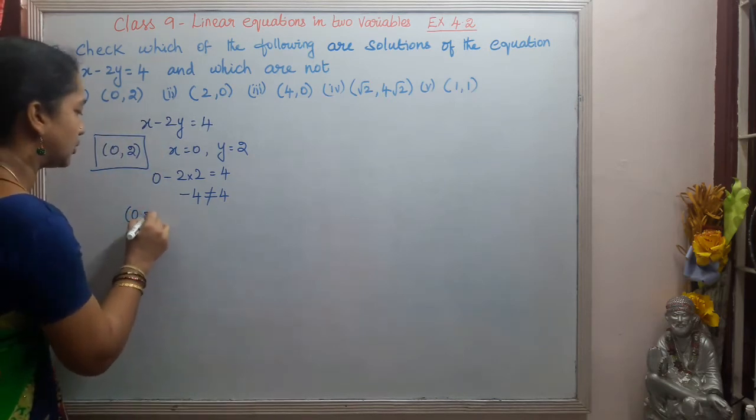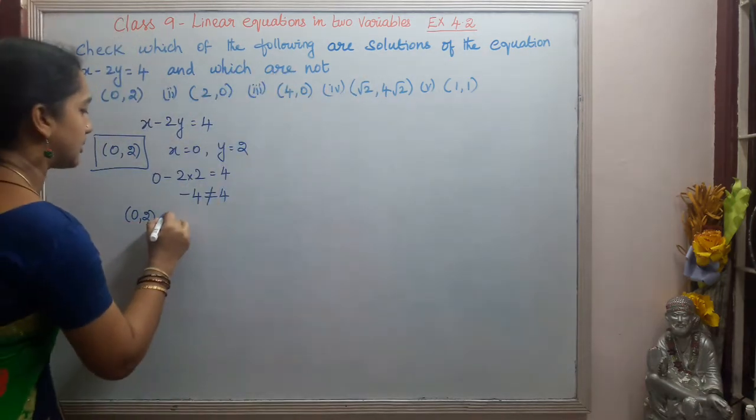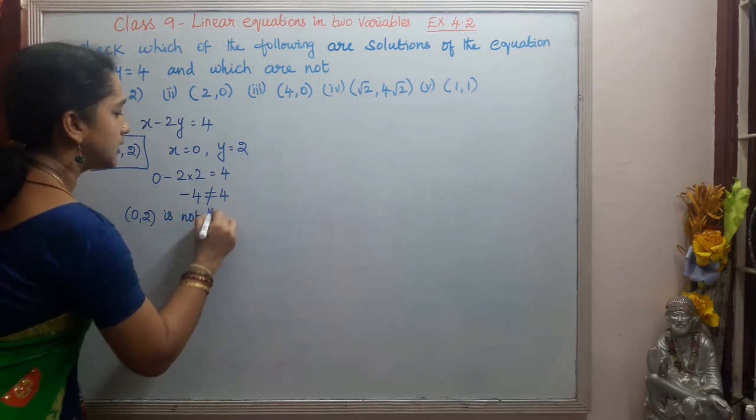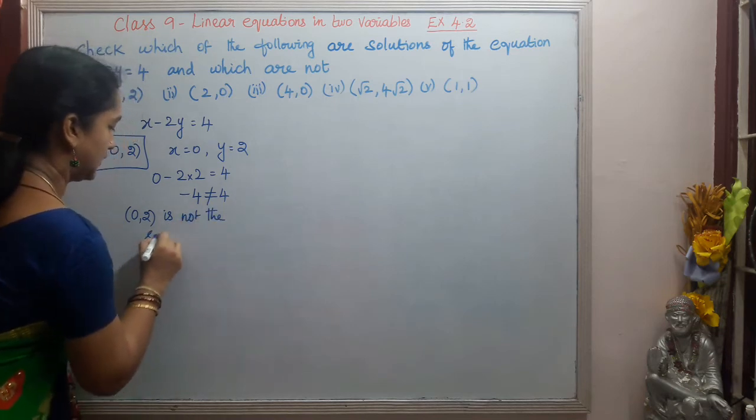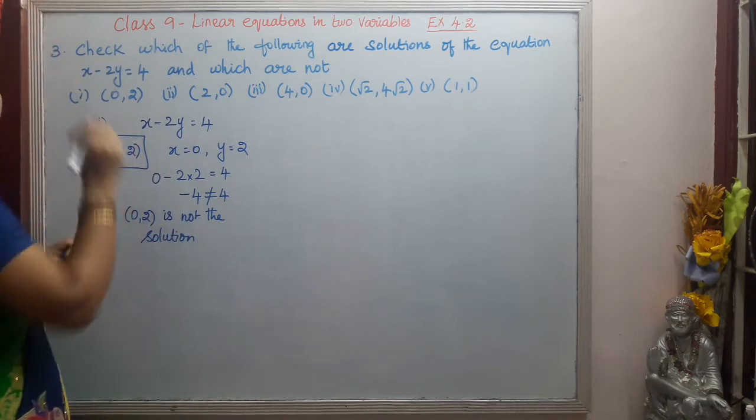We are asked to write that also, which are solutions and which are not. So 0, 2 is not the solution. So this is for the first one, 0, 2.